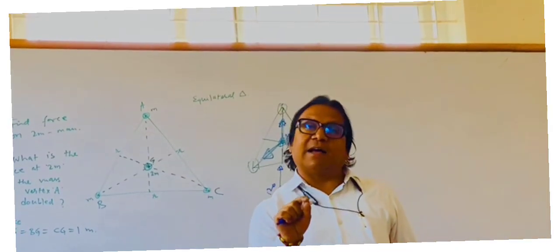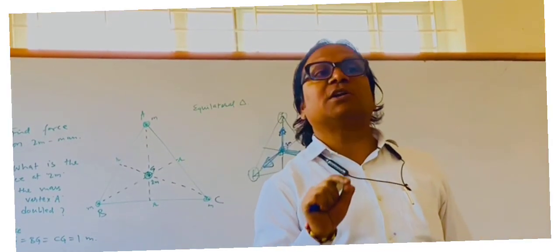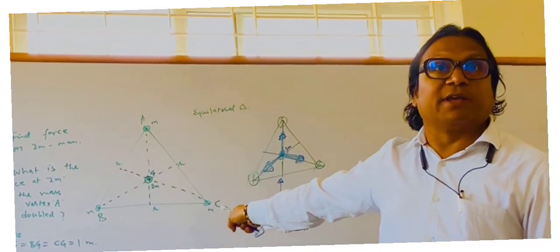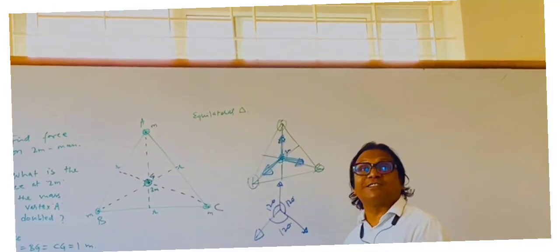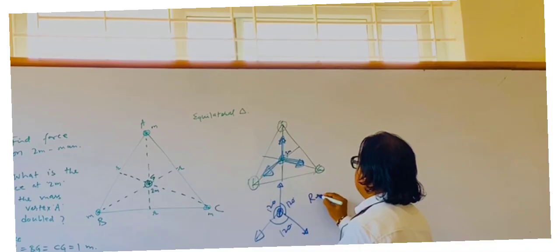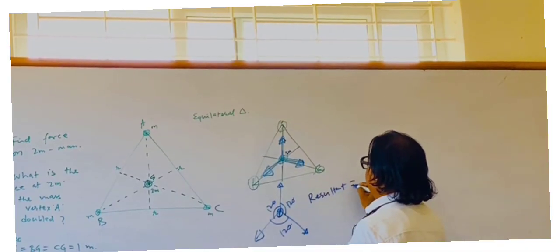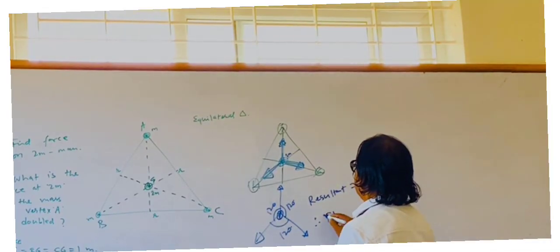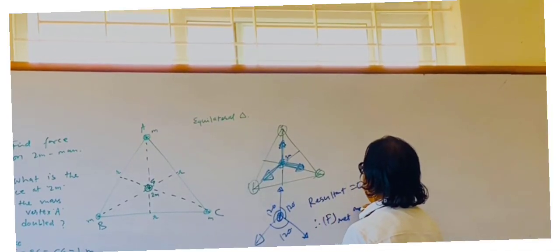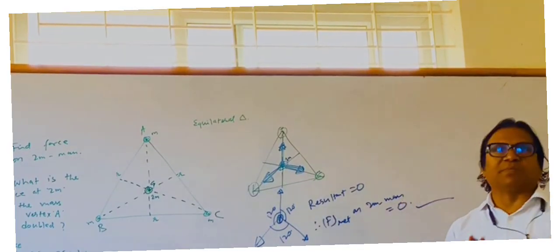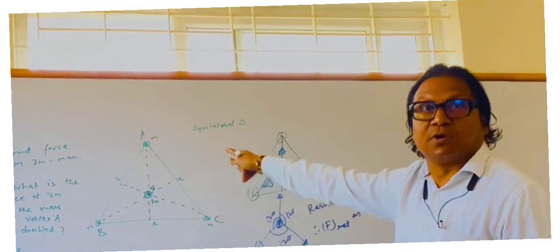And in vectors, I have taught that if three vectors of equal magnitude act at 120 degrees, then the resultant is 0. So here on 2m, the resultant must be 0. Therefore, F net on the 2m mass equals 0, simply, for the first part answer. It is the easiest and simplest method.